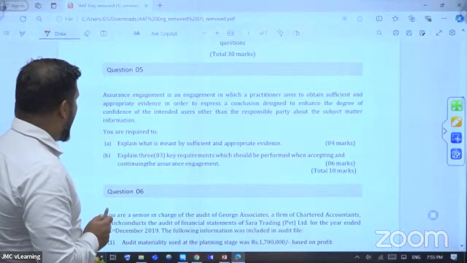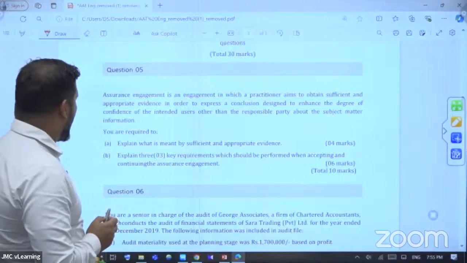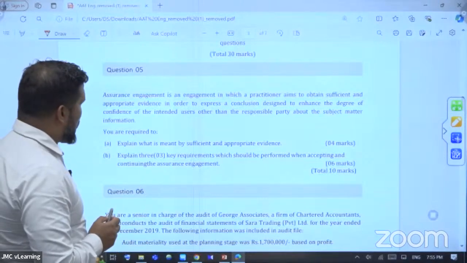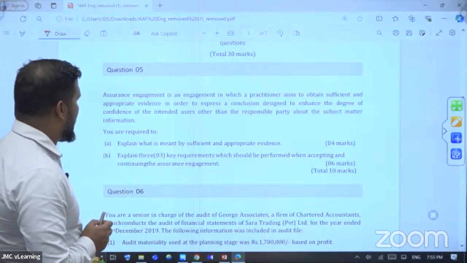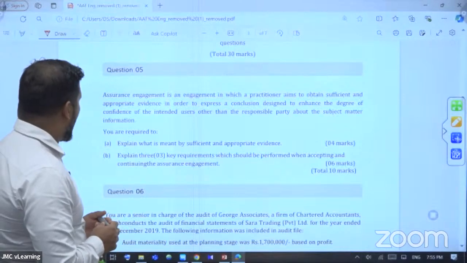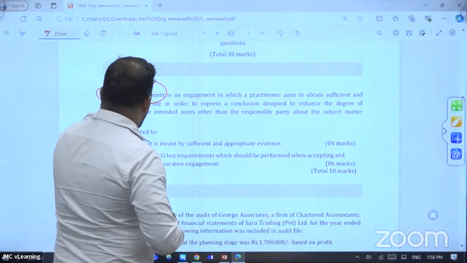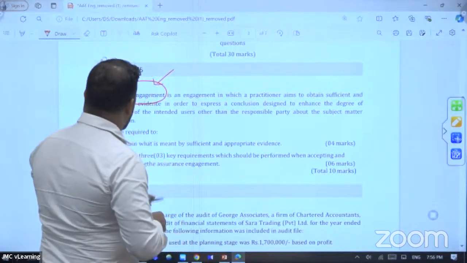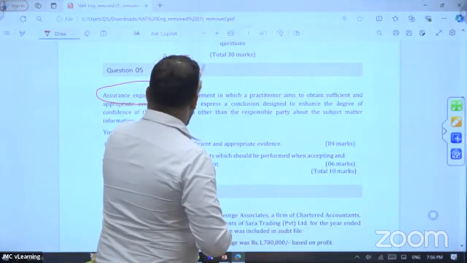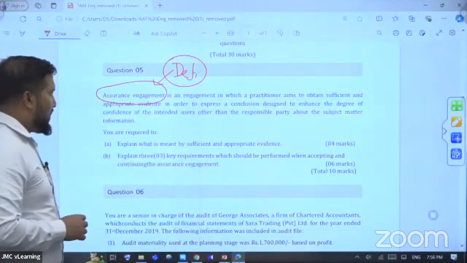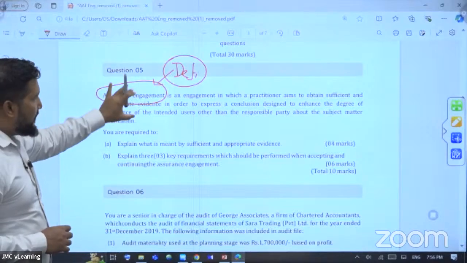Assurance engagement is an engagement in which a practitioner aims to obtain sufficient and appropriate audit evidence in order to express a conclusion designed to enhance the degree of confidence of the intended users, other than the responsible party, about the subject matter information. So they are going to test about assurance engagement. The people who physically came to our class will know that this is one of the very first definitions we learn in the classroom. That definition came to the exam paper as it is.